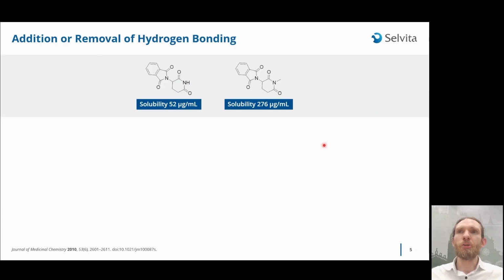Now, when we are talking about addition or removal of hydrogen bonding, then in the case of thalidomide, if we methylate the hydrogen bond donor, the nitrogen, we see a 5-fold improvement of solubility. Of course, there is a caveat, because this hydrogen bond donor, as in the case of thalidomide, is required for biological activity. So not always can we rely on the methylation of a hydrogen bond donor, because we can just reduce and cancel the biological activity of the drug molecule.